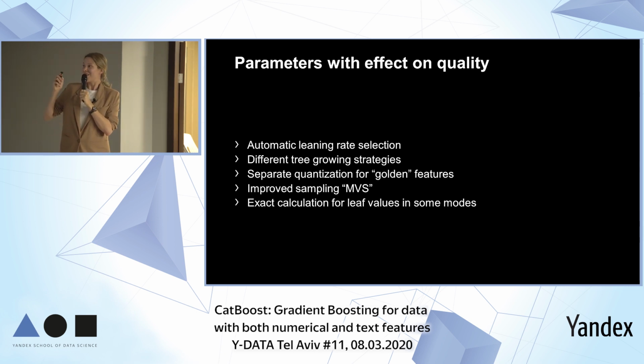Okay, then we have implemented a new sampling that is called minimal variance sampling. There is a NeurIPS paper about that. It improves the quality. It's there out of the box. And we improved different modes. So you should always update the library. Sometimes there are improvements in speed and in quality. We have improved a list of modes, including MAE and quantile regression.